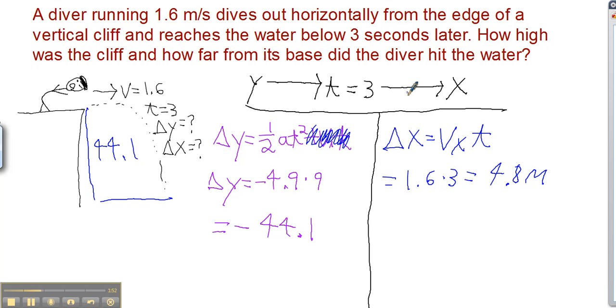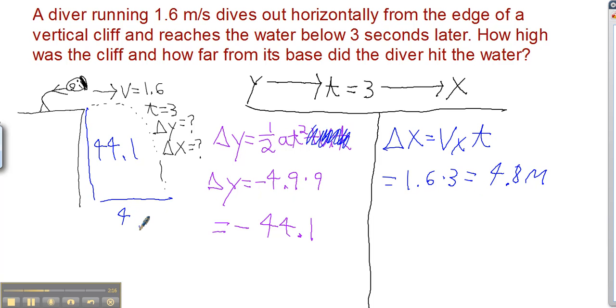And then next we're looking at how far he went in the x direction. And since the velocity is constant in the x direction, right, gravity is pulling down. It's not pulling you left or right. So your speed in the x direction just stays the same. We're just going to use the constant velocity equation. Delta x equals vx times t. If you're going 1.6 meters per second, and you do that for 3 seconds, then the total distance you go over here is 4.8 meters.